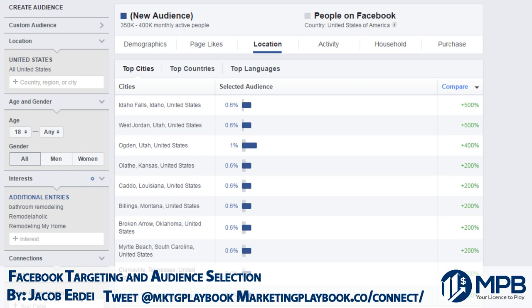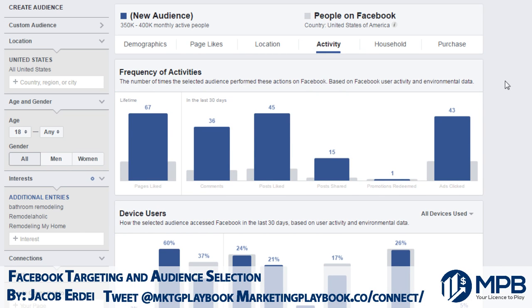Now, the downside there is you're going to be very, very limited in populations when you start doing that type of targeting. But you might find that it could be very, very beneficial depending upon what types of products or services you're advertising, if you're doing e-commerce or whatnot.